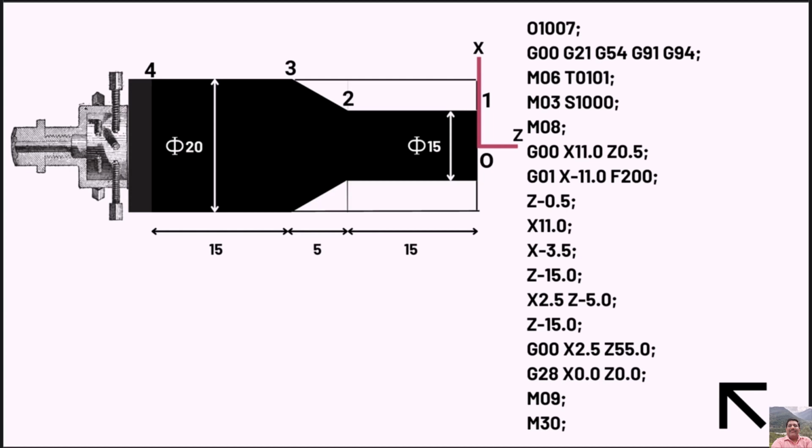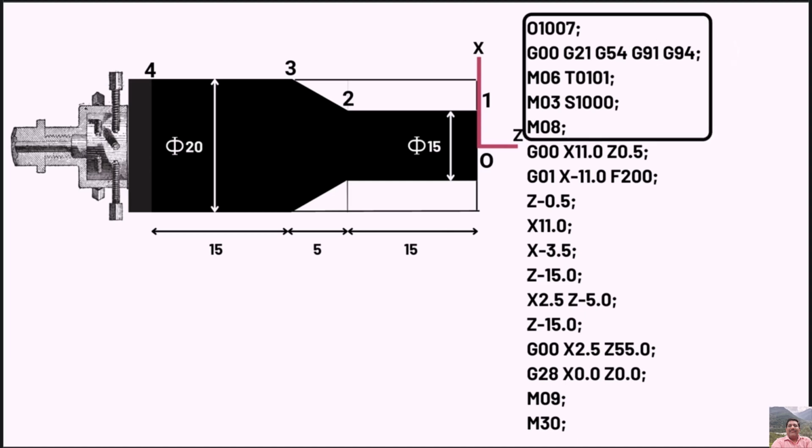Most of the lines or blocks are similar to that of absolute mode, so we are going to discuss only the changes here. In the second block or line of the program, the only thing that is changed is G91 for announcing that incremental mode is active. Everything else remains the same till line number 5.